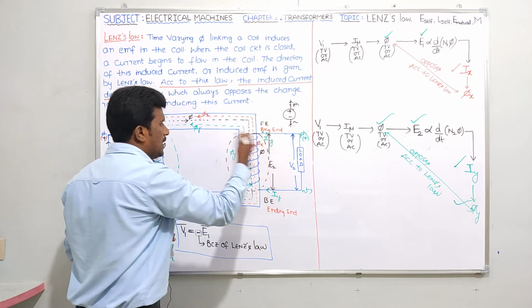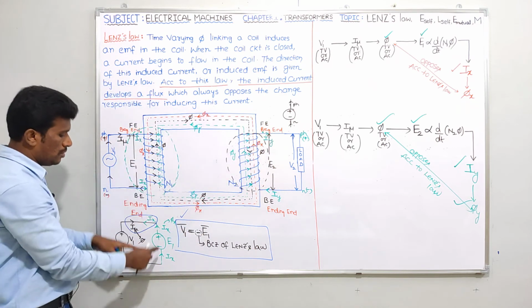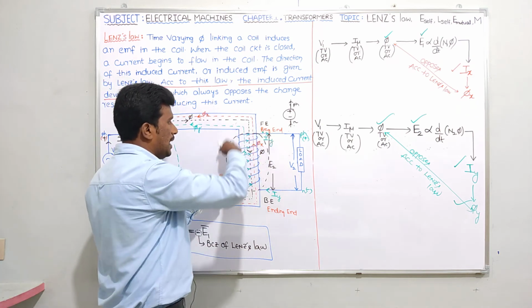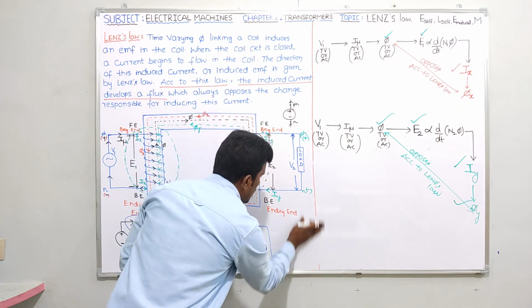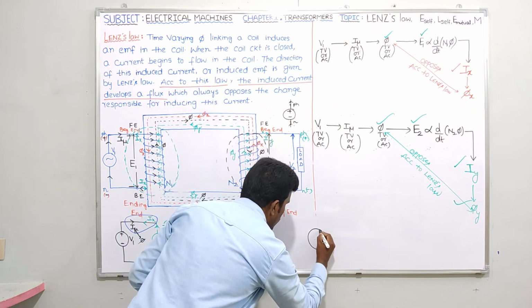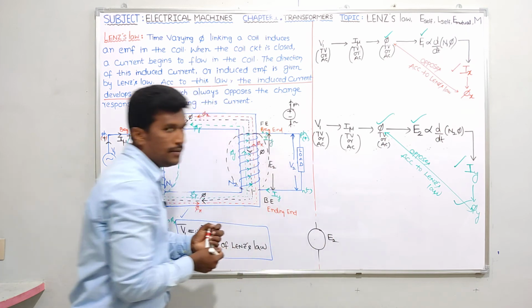If I take this one as a source, let me show it like this. Please let me show this one as a source. So now tell me, if I take this E2 as a source, where is the current entering?